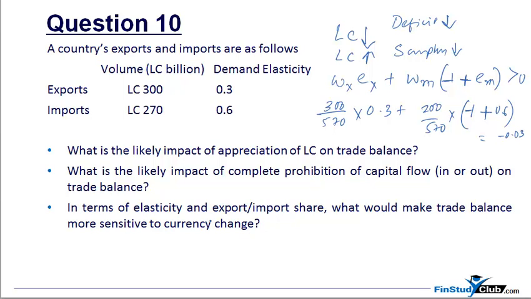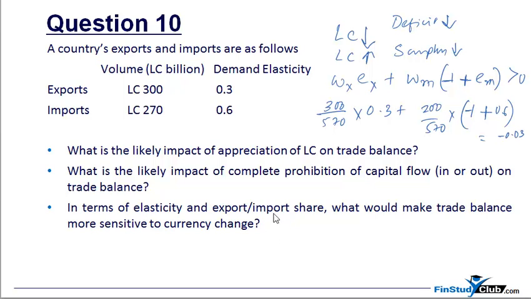Third question, in terms of elasticity and export-import share, what would make the trade balance more sensitive to currency change? So let's look at the expression. What would enable the expression to become greater than 0, which currently is negative? Let's look at the weights. If the elasticities remain unchanged, in case the weight Wx was much greater, that would tend to put greater weightage on the positive value of Ex, because remember the weightage of imports is on this negative value. So in case the weightage of exports was greater, the Marshall-Lerner expression could have been greater than 0, and in that case the trade balance would have been much more sensitive.